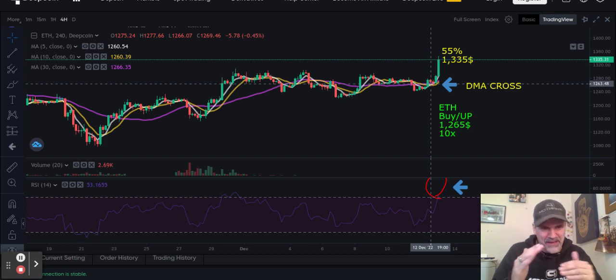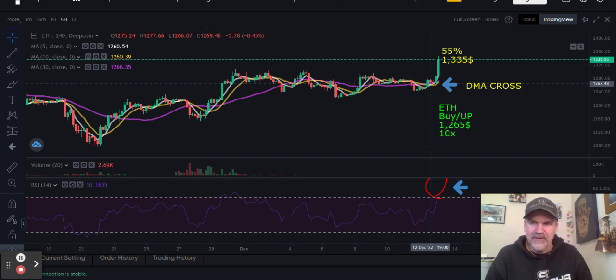Your entry level is going to be a little off. So my entry level was 1265 on the 7 and 21 day. Other mates' entry was 1260 because it broke the 5 and the 10. Okay, they were right together.